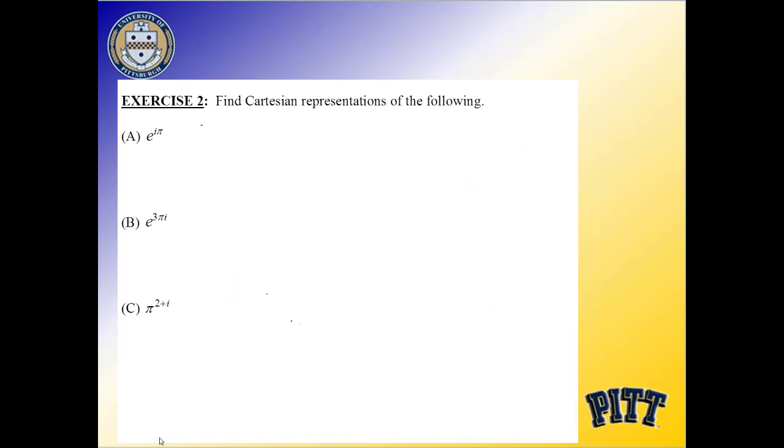Now it says find Cartesian representations of the following. So here's just kind of reversing the process. E to the i pi power means I'm going to have the cosine of pi plus i times the sine of pi, which is going to be negative 1 plus 0i, which is negative 1. So that's what it is. E to the 3 pi i power is going to be cosine 3 pi plus i times the sine of 3 pi, which also gives you negative 1 plus 0i, which is equal to negative 1.